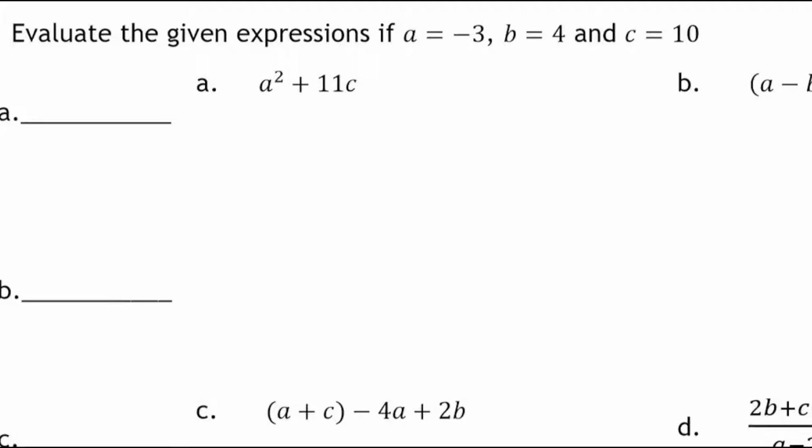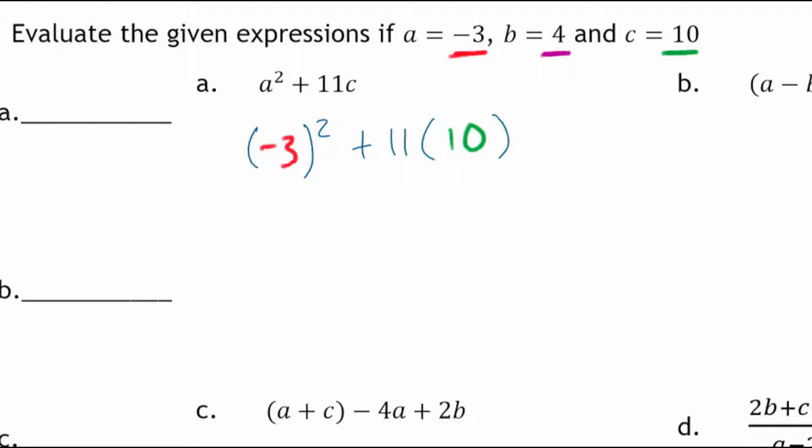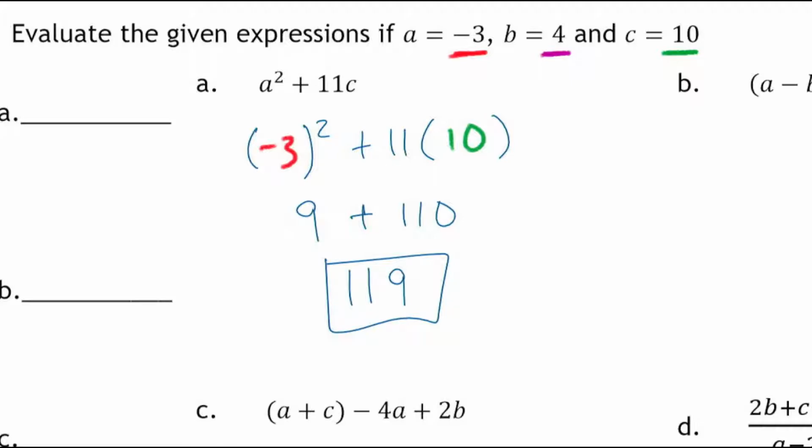So this first one, A, says that I need to take whatever A is and square that, and add 11 times whatever C is. So you can see I've very neatly set up some parentheses here. Here's A, here's B, and here's C. In the place of A, I'm going to write the number negative 3. And then in the place of C, I'm going to write a positive 10. Well, negative 3 squared, that's negative 3 times negative 3, is the number 9. And then 11 times 10 is 110, so this is going to become plus 110. So I believe this is 119, right? With those two values, I get 119.